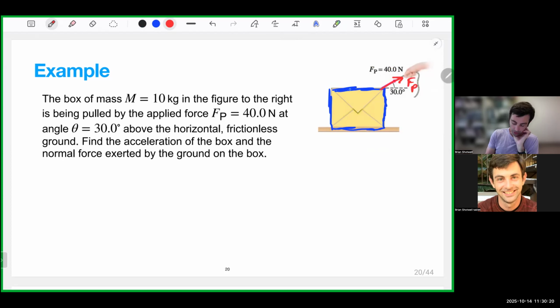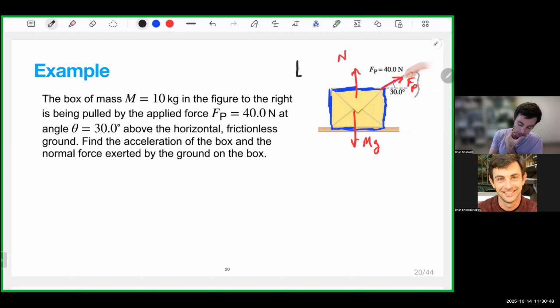Then the ground is pushing up on this thing, so there's going to be some normal force there. And the box has some gravitational force acting on it. Just the Earth is always pulling down on every object near the Earth. Okay. So normal force up, mg down, and the pull. So we're done with our free body diagram.